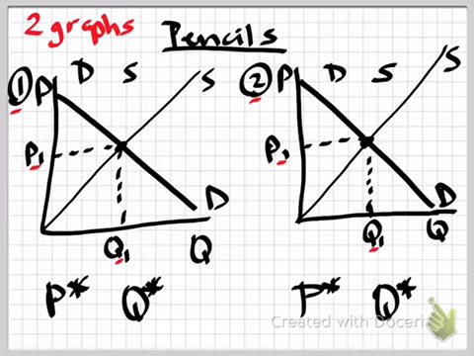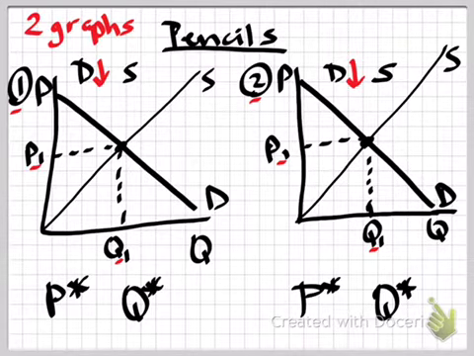So if we go back to the examples for pencils, let's suppose that impacting the market for pencils, we have a decrease in consumer income. So step 1, what side of the market is impacted? Well, that would be demand. And so if income goes down, demand's going to go down. And so I'm going to draw a decrease in demand in both graphs.